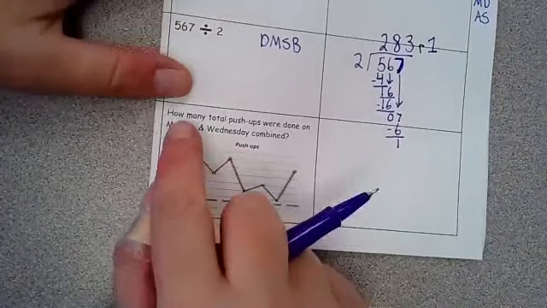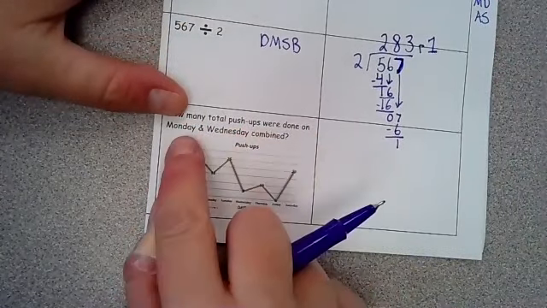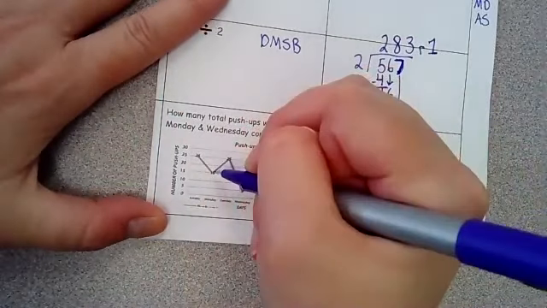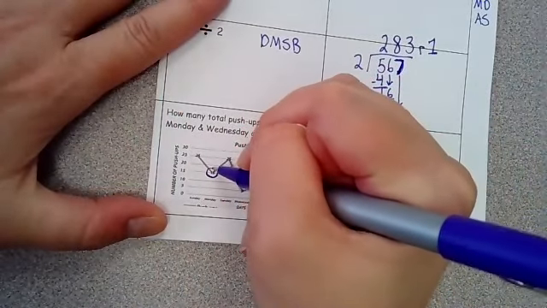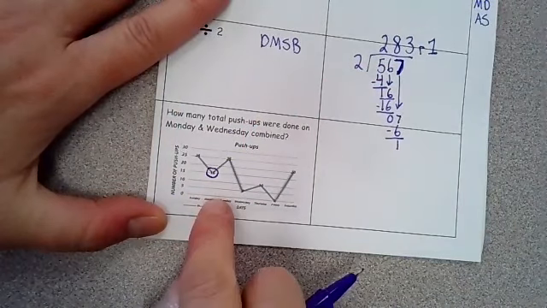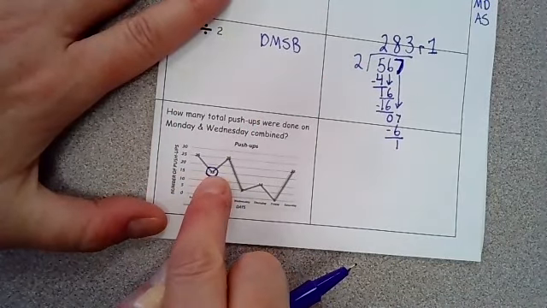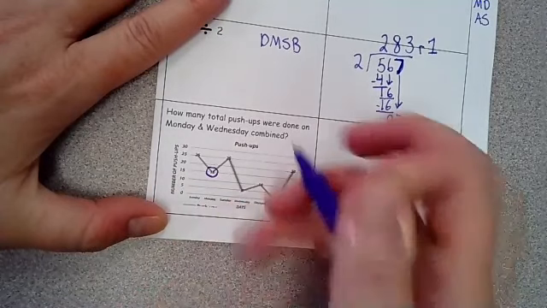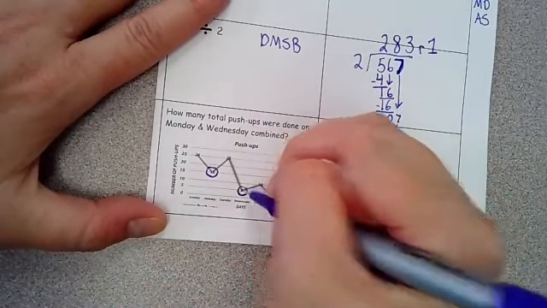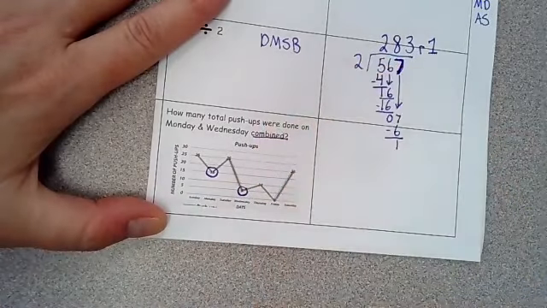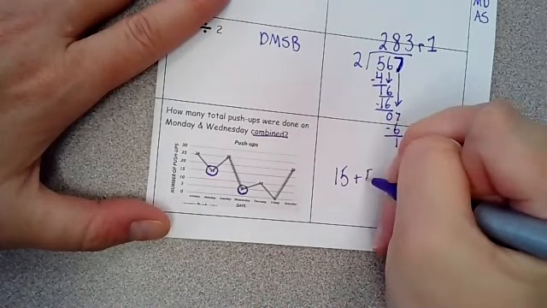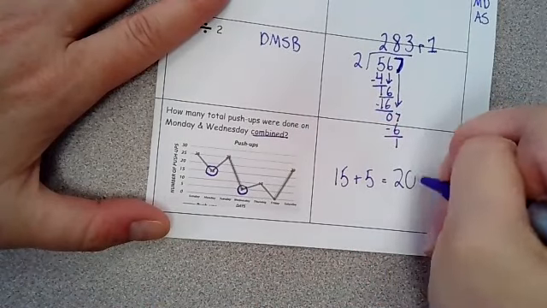All right, here we go. How many total push-ups were done on Monday and Wednesday combined? All right, so first, here is Monday. And on Monday, there were 15 push-ups done. Because you go up to here. Well, actually, they labeled the dot for you. That was really nice of them. Then go to Wednesday. On Wednesday, there were 5 push-ups completed. So how many is that combined? You have 15 plus 5 more gives you 20.